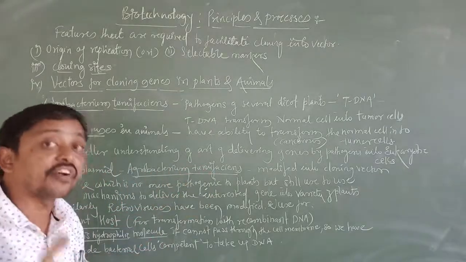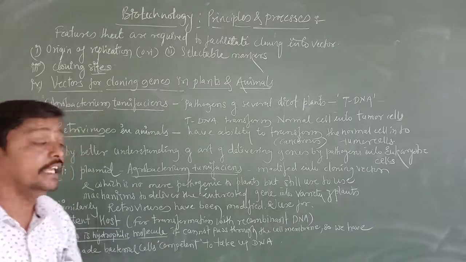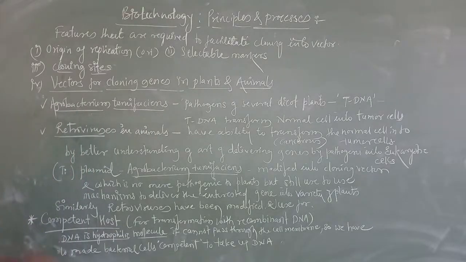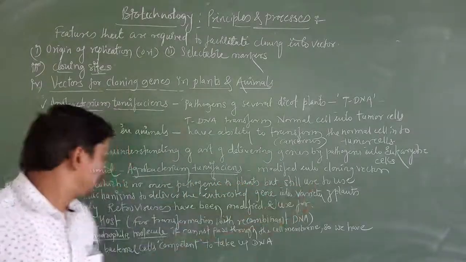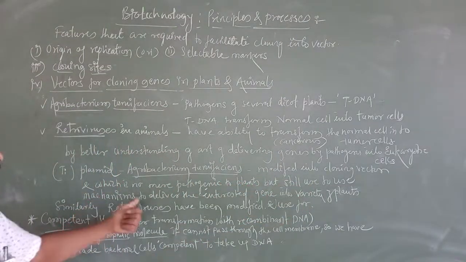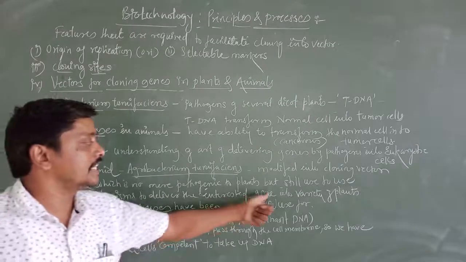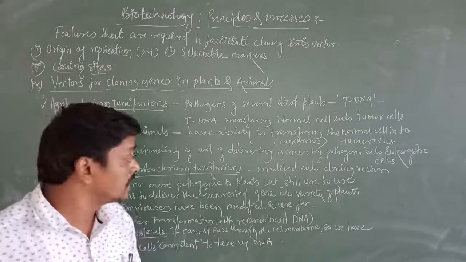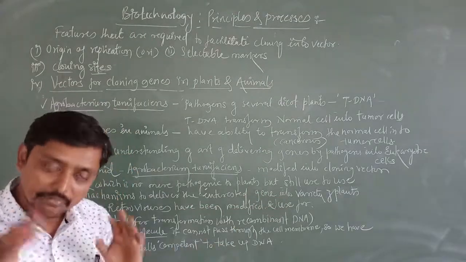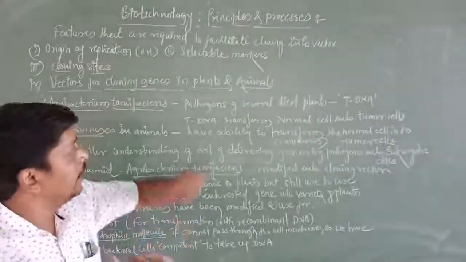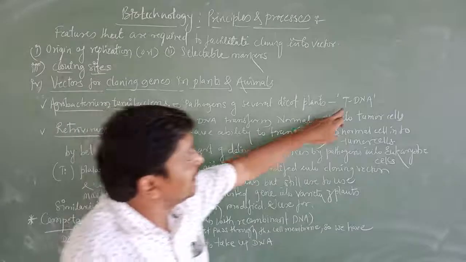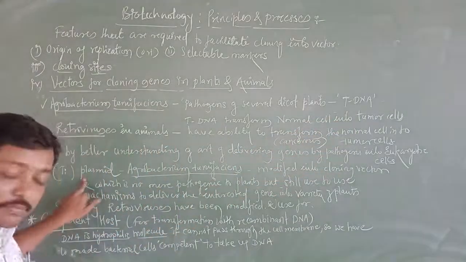We are going to modify that using biotechnology, so that it is no longer pathogenic to the plant, but still uses the mechanism to deliver the gene of interest into a variety of plants. We are still going to use that plasmid, which we call the Ti plasmid.